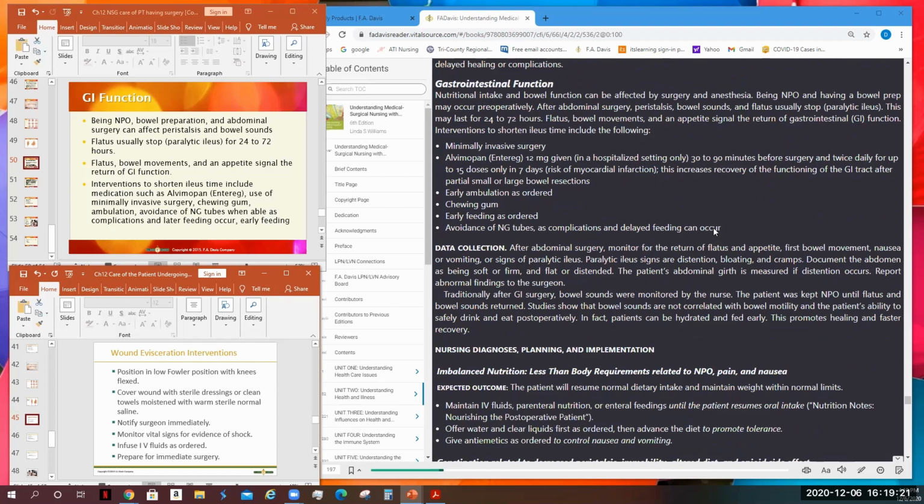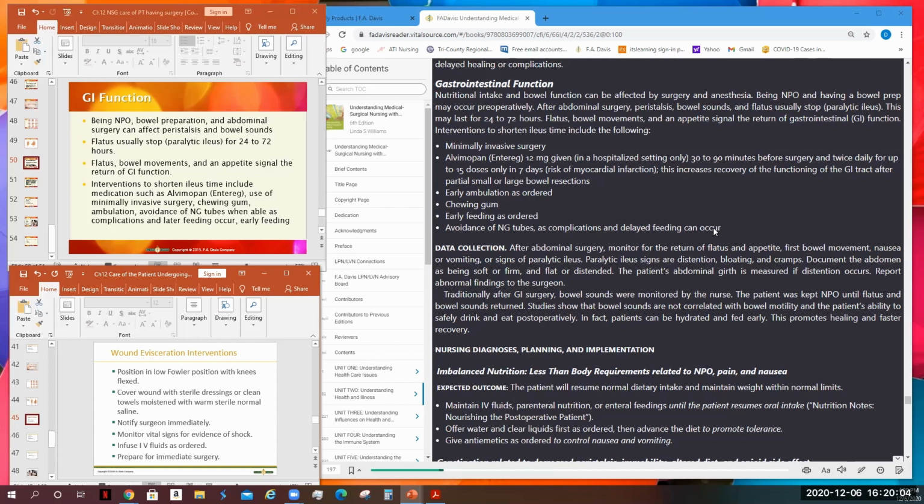Gastrointestinal function. Nutritional intake and bowel function can be affected by surgery and anesthesia. Being NPO and having a bowel prep may occur preoperatively. After abdominal surgery, peristalsis, bowel sounds, and flatus usually stop. Paralytic ileus. This may last for 24 to 72 hours. Flatus, bowel movements, and an appetite signal the return of the gastrointestinal function.